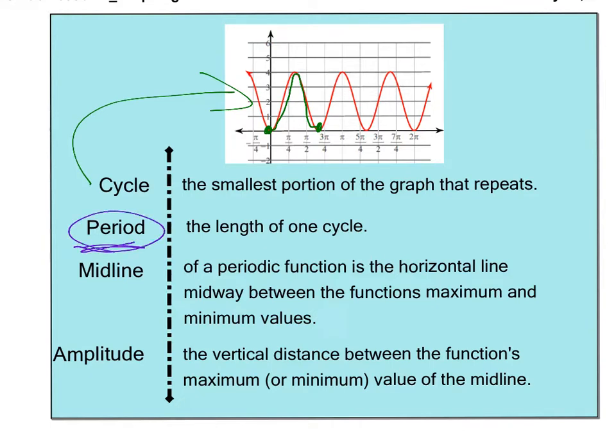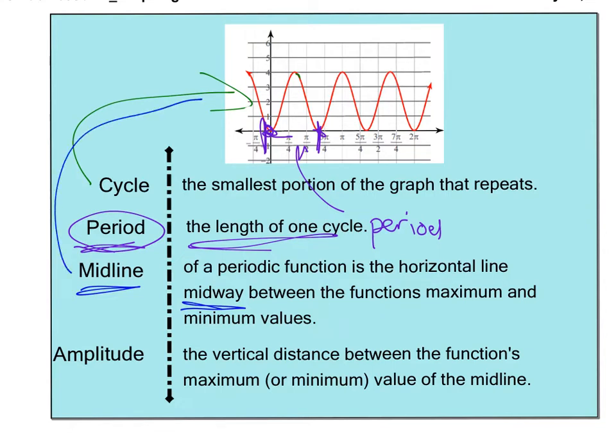A period is how long it would take to go one cycle. For this one up here, it's going to go from 0 to not quite 3 pi over 4. That would be considered the period length right there. The midline, or what some call the base, but it's really a midline, is your halfway point. You are halfway in between the top and bottom. That's going to go right here, that line right there.